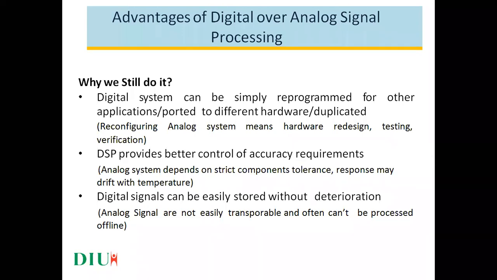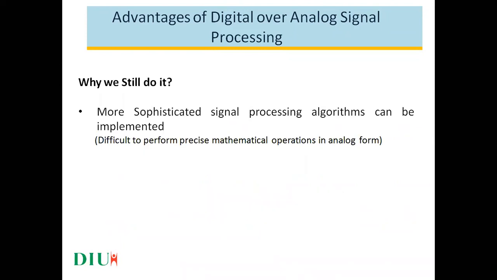That is, it is very difficult to store an analog quantity in a transportable form or in a memory. So if you want to store an analog signal in some memory, it has to be digitized, that is, converted into digital format. That is why digital signal processing is more advantageous than analog signal processing.